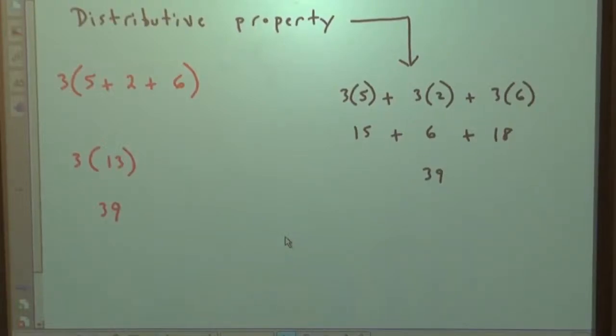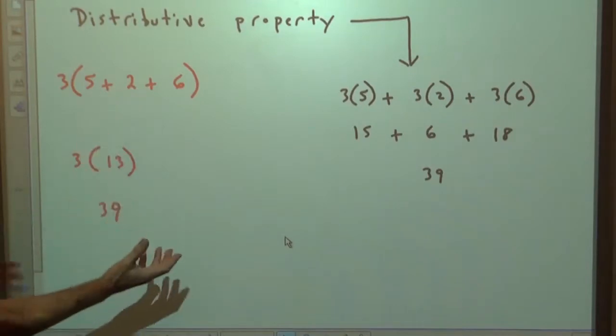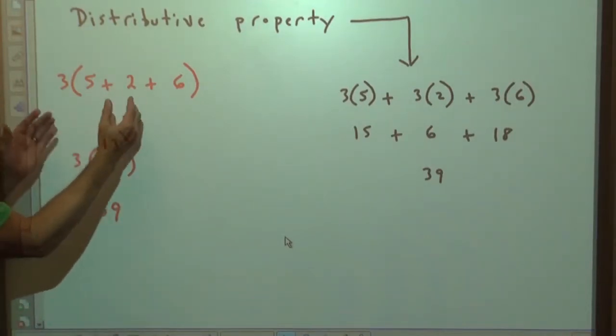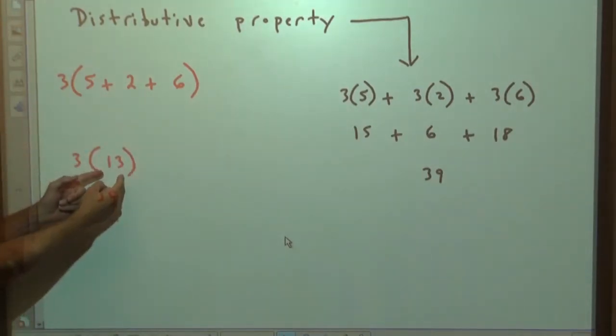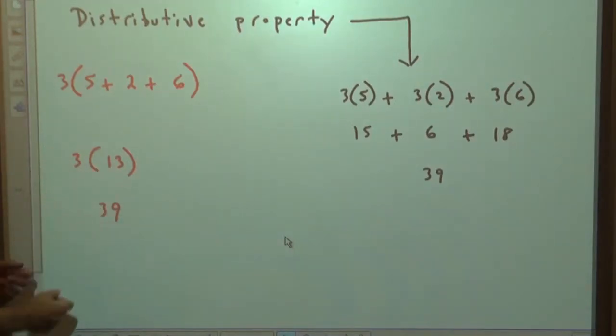All right, the distributive property, it's important in a lot of situations. Let's take a look at this. You've got 3 times this quantity. If we want to, we can just use order of operations, do what's in parentheses first. That takes us down to 13, and then multiply 3 times 13, we get 39.